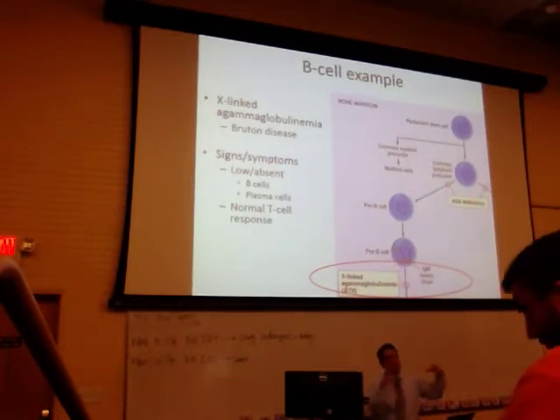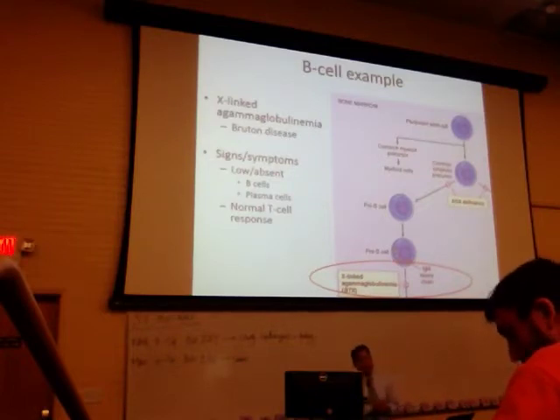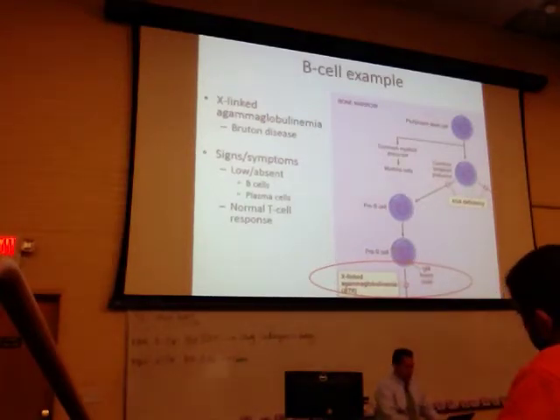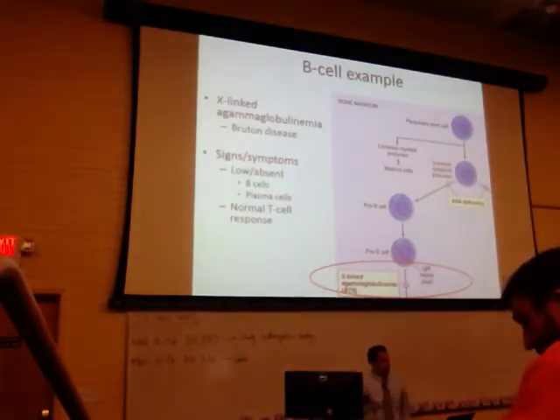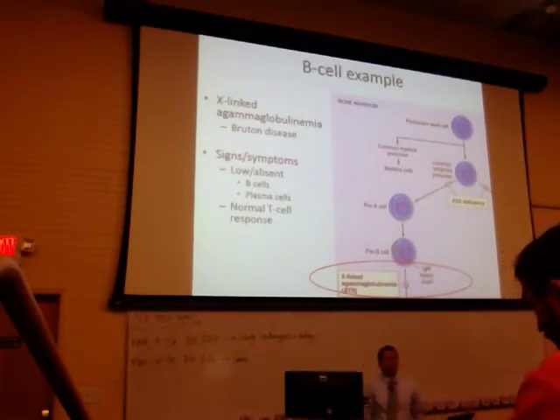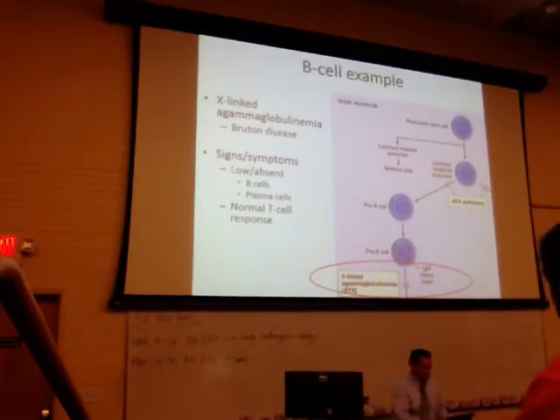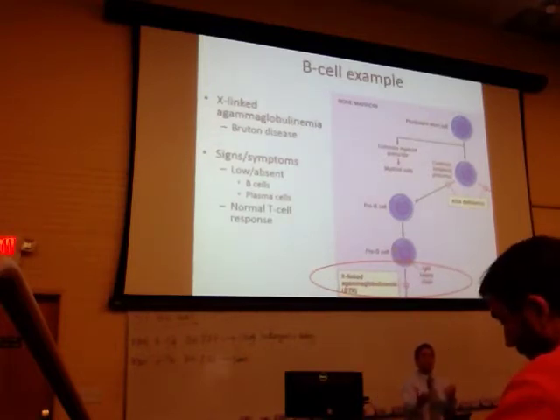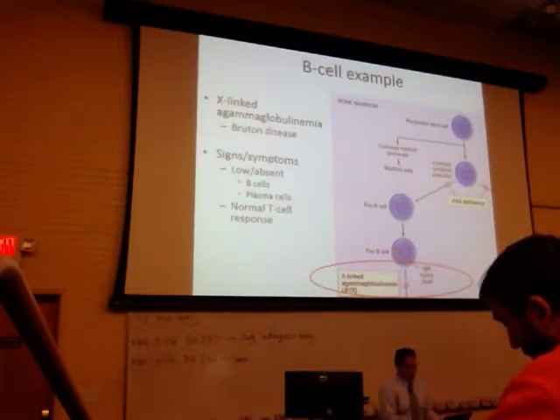So if you have a defect here, you don't make any or you make very few B cells. And you don't make any or very few plasma cells. But you have a completely normal T cell response. Okay, so if they don't make mature B cells, one of the problems is because the heavy chain is made, but the light chain is not. So even if they have B cells that are there, they don't differentiate to be able to crank out functional antibodies. They have a normal T cell response.